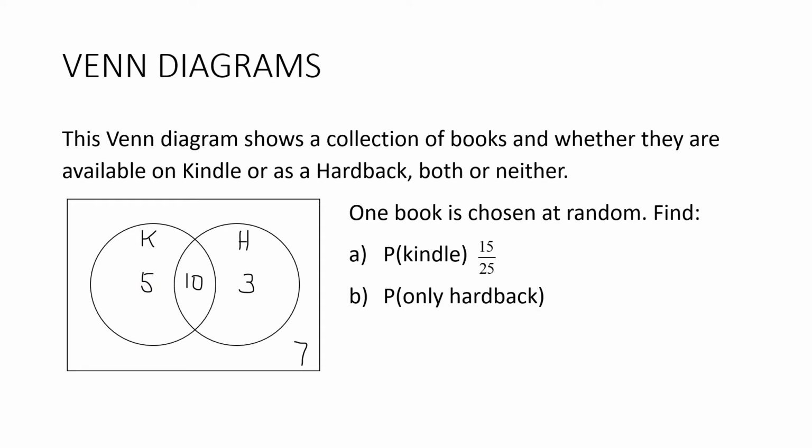What about the probability that it's only available as a hardback? So that's going to be just these ones in here. So 3 out of 25. What about the probability that it's not available on Kindle? So it's not this one, not this one. We want this one here and this one here. So altogether, 10 out of 25.